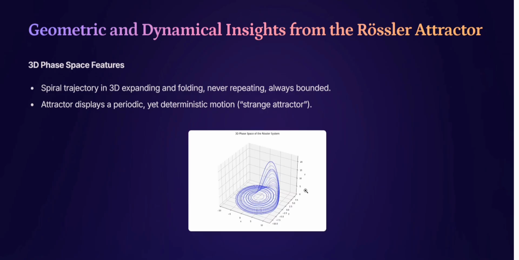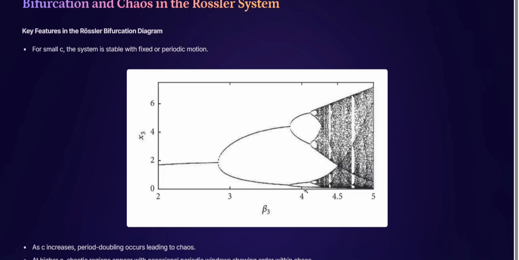Geometric and dynamical insight for the Rössler attractor. 3D phase space features: a spiral trajectory in 3D, expanding and folding, never repeating, always bounded. The attractor displays an aperiodic yet deterministic motion. Strange attractor. The image is given below.